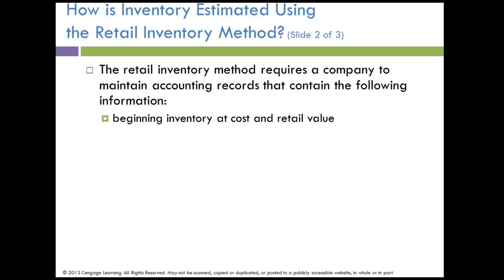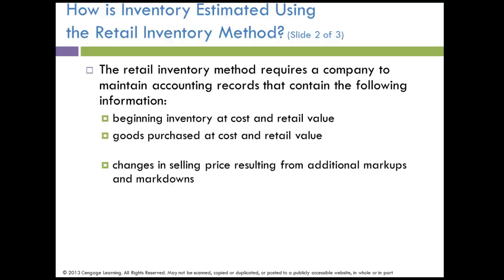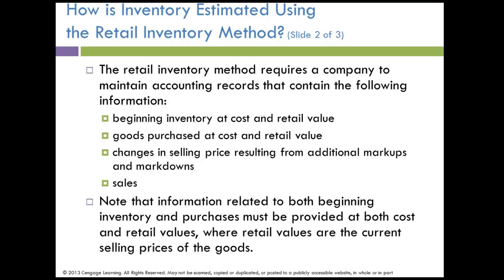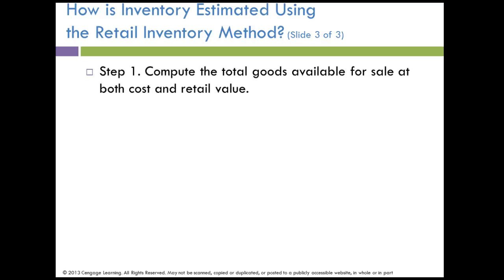So if one uses this, they need to maintain records on the beginning inventory we start with at cost and at retail value. Also the goods purchased at cost and retail, and changes in selling price that can happen as markups or sales. And then they need to keep track of their sales. So let's look at how this would come about.